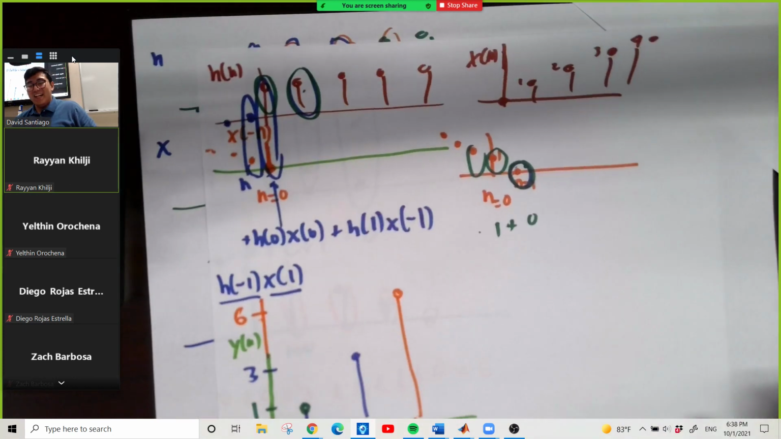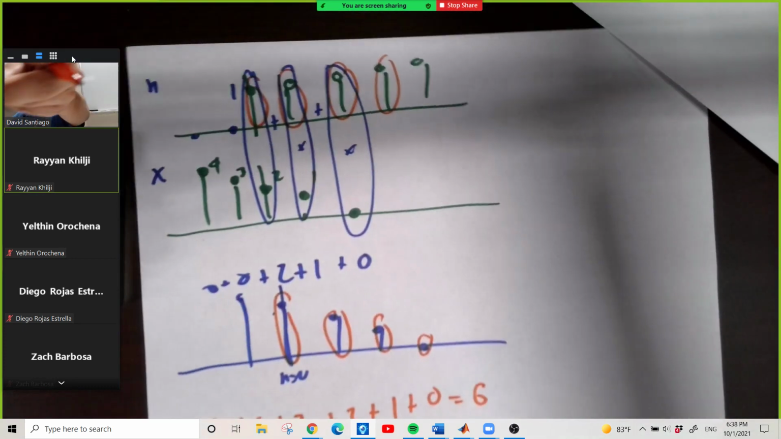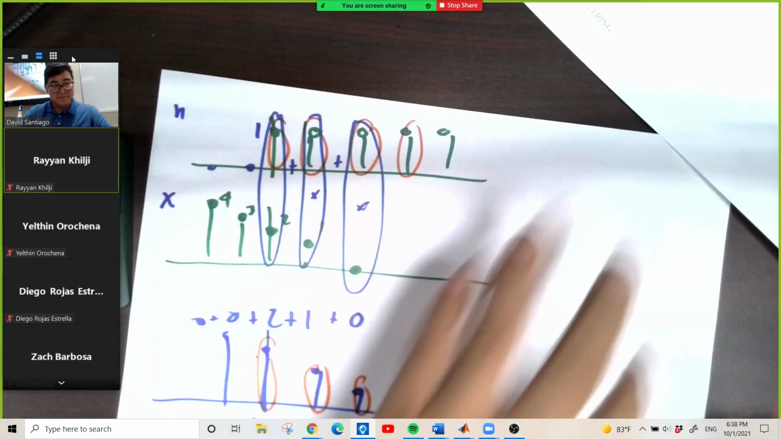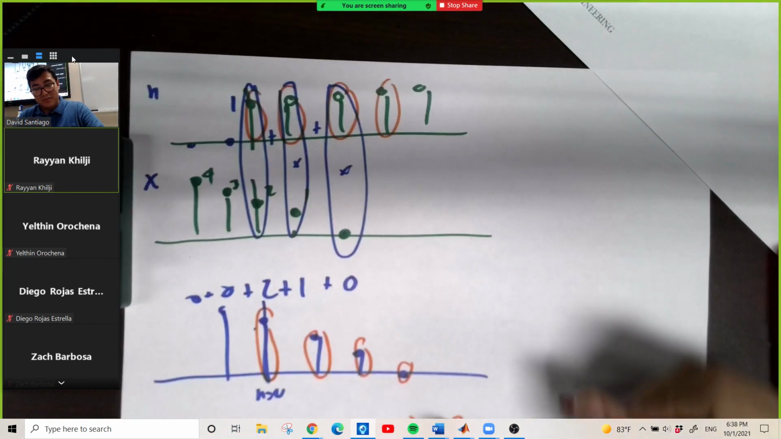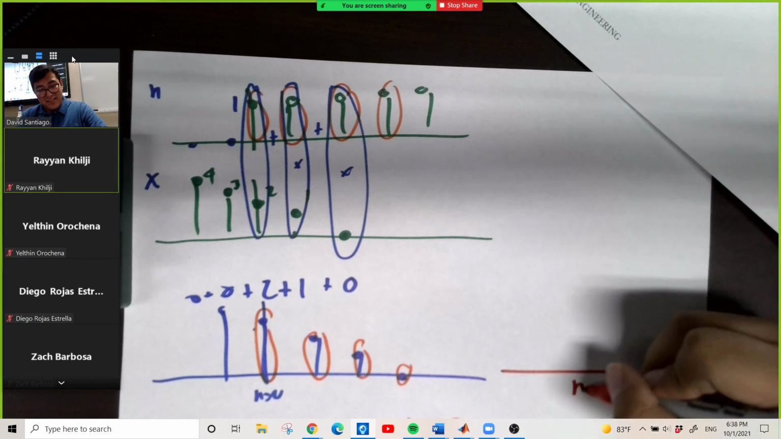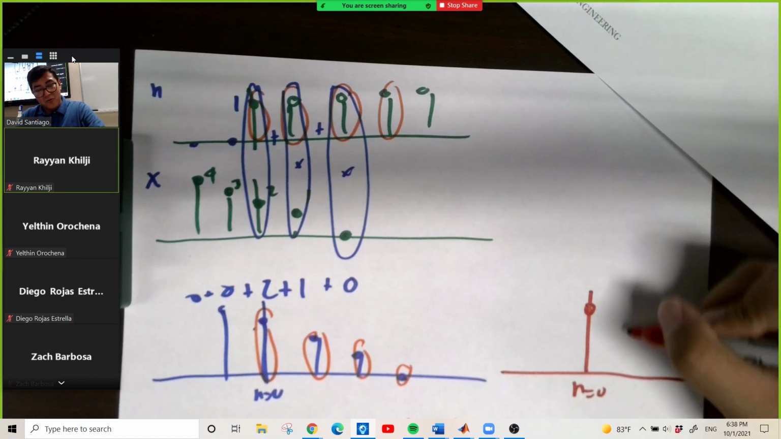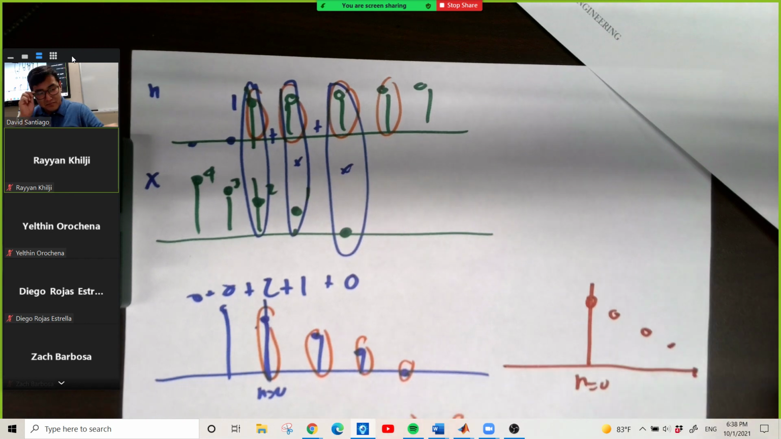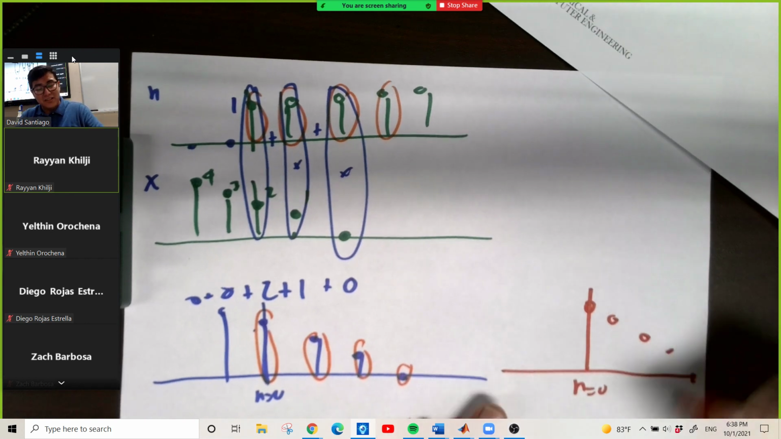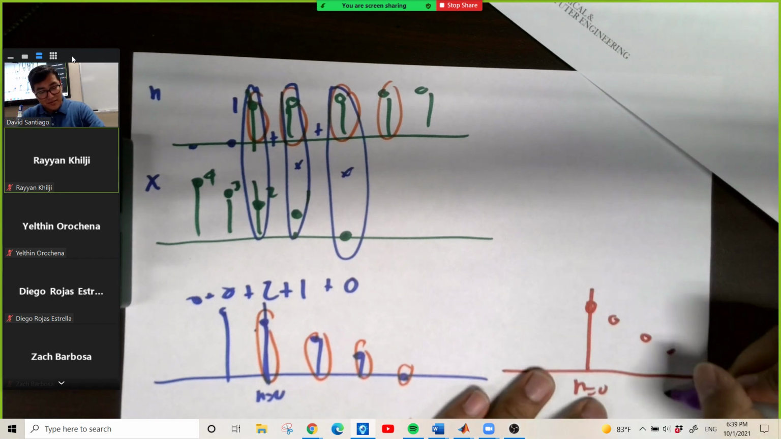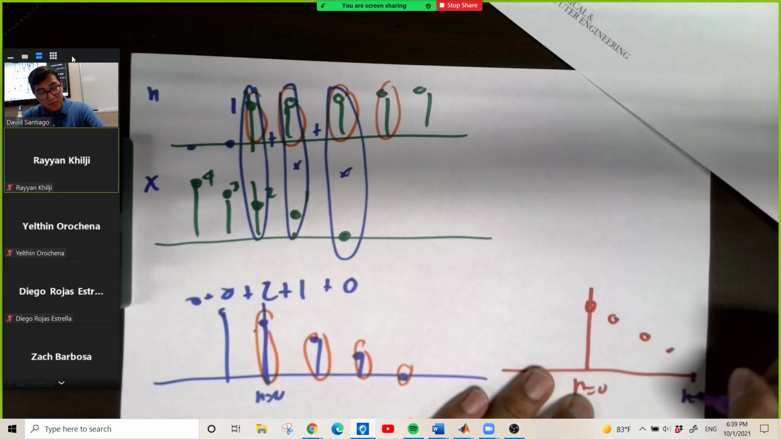Cool? And now let's get to our final point. All right. Oh, sorry. And this is the final point. And then you got to do this process again. So here's n is equal to 0. 4, 3, 2, 1. There we go. And now we finally shifted our signal all the way to the right. Here's n is equal to 4.